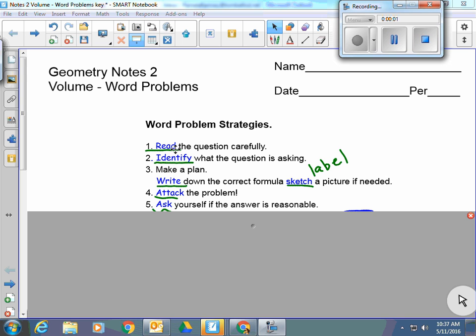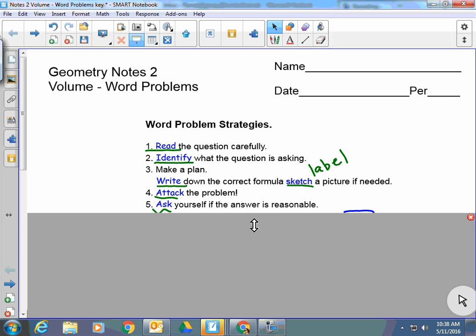About the word problems, remember I said to make sure you read the question carefully and look for things like units not being the same. They always throw those in there, so be careful. You're going to identify what's being asked. You're going to write down the correct formulas, maybe even draw a sketch and label them if it's needed. And then you're going to write down the formula and what numbers you use, and then ask yourself at the end, does this seem reasonable?